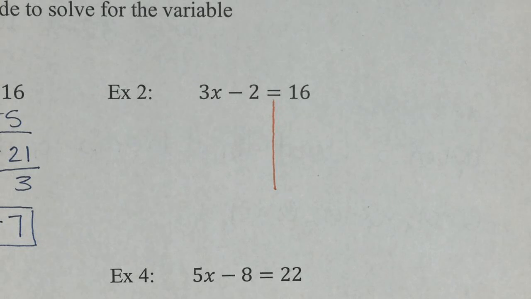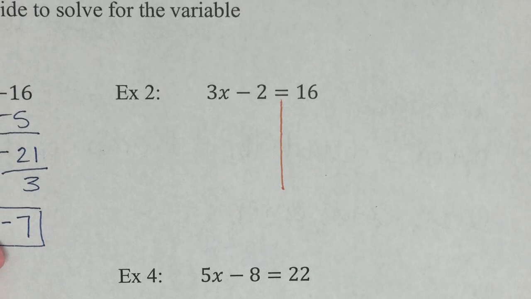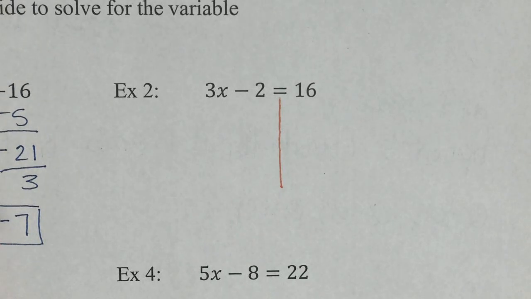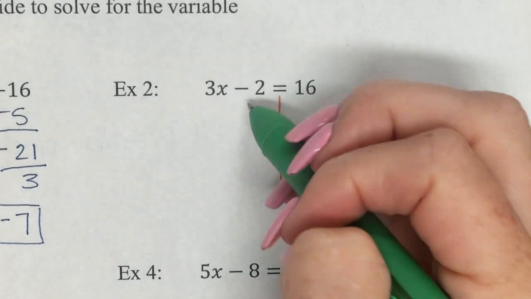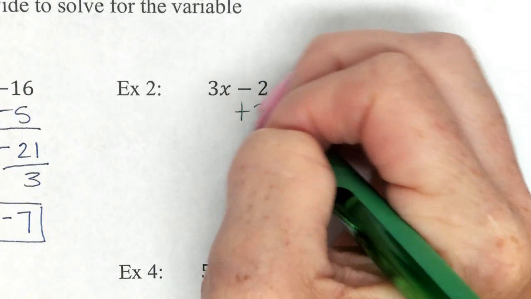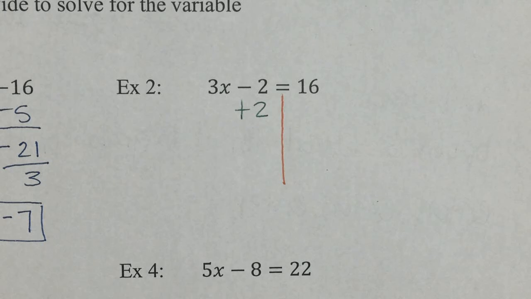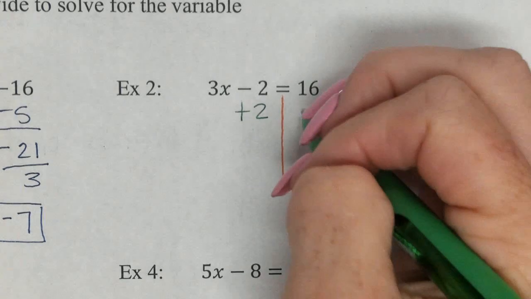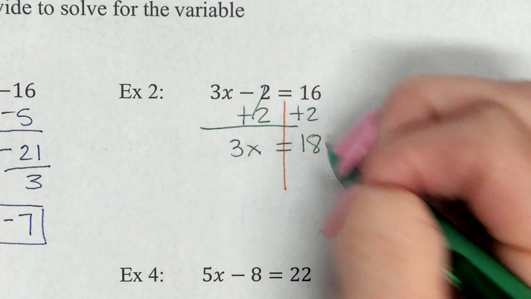Okay, what was step 1? Did you get rid of the 3 or the 2 first? The 2. Why? Because the 3 is attached to the x. It's got to go last. So how am I going to get rid of a minus 2? The opposite of minus 2 is plus 2. Whatever I do to the left, I have to do to the right, otherwise my equation goes like this, and it's no longer equal. So I have 3x equals 18.